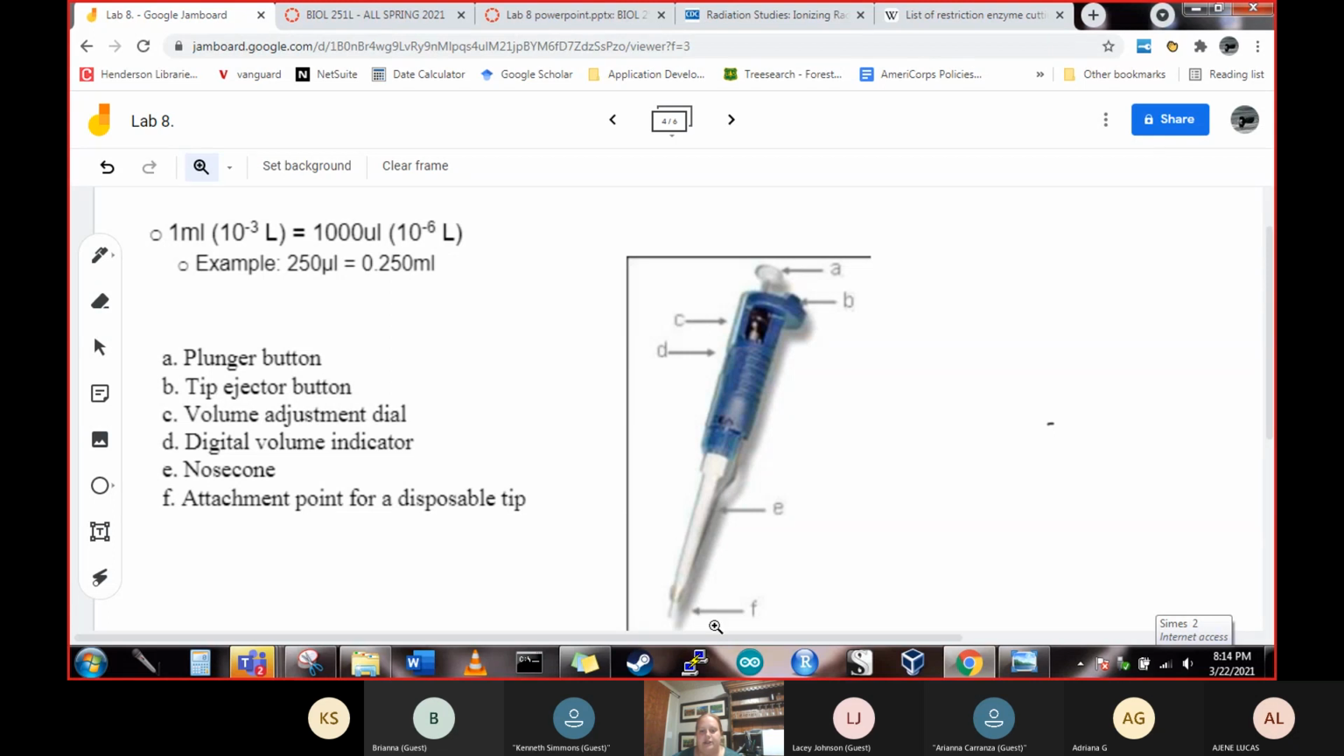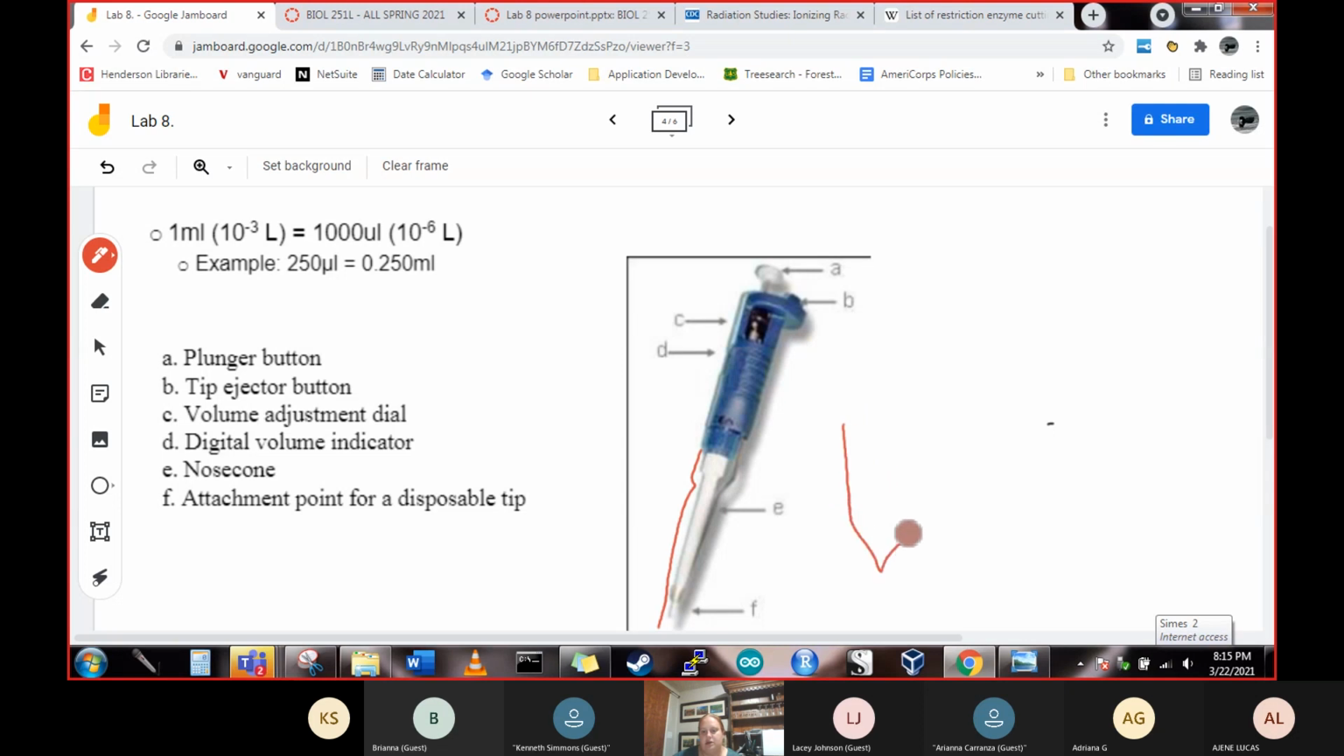So pipetters, as you've been using in your simulation, are used to transfer liquid. You always want to use a pipette tip, which goes on the end here. So this F is the attachment point for your disposable pipette tip. E is your nose cone. The nose cone is actually this white area here. So that's all E. The nose cone is the area where you need to maintain cleanliness or sterility, because this is the part that's potentially going to be touching the jar that you're going to be putting stuff into.